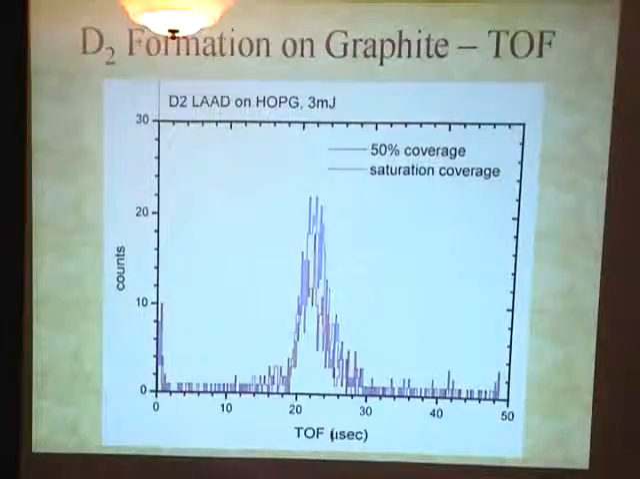So depending on what the substrate is, the mechanisms for molecular hydrogen formation vary quite a lot, and also the energy dissipation in this process varies quite a lot. Our next goal for this system is to directly measure the internal vibrational state of the D2 coming off the graphite surfaces.